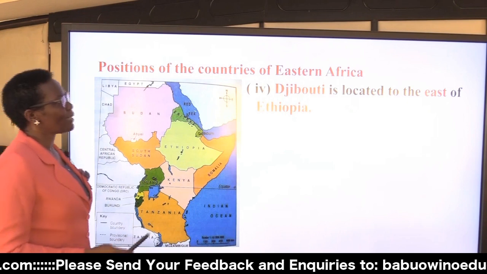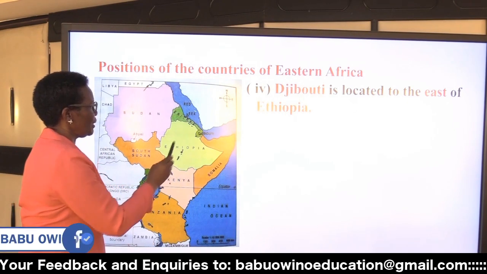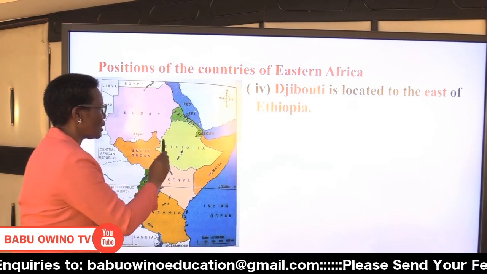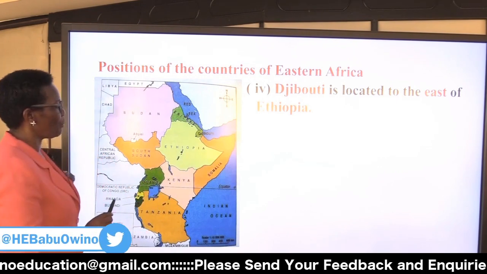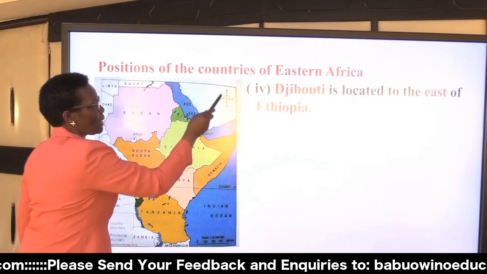Djibouti is located to the east of Ethiopia. This is now Djibouti here. This is Ethiopia. So from Ethiopia, when you draw the compass point, you'll always go to the east of Ethiopia. So you are moving to the east. Remember, I had shown you the compass point.